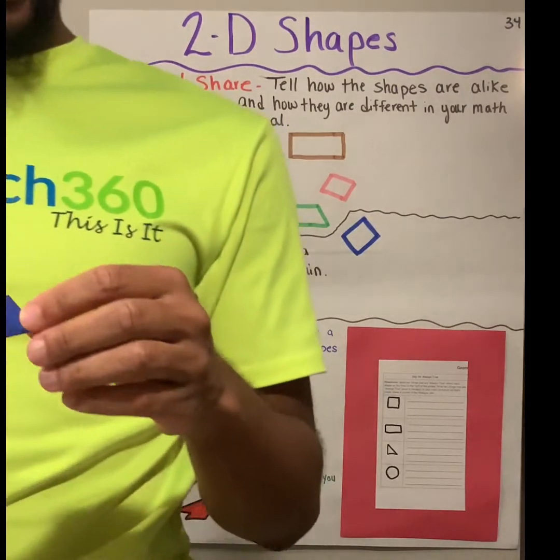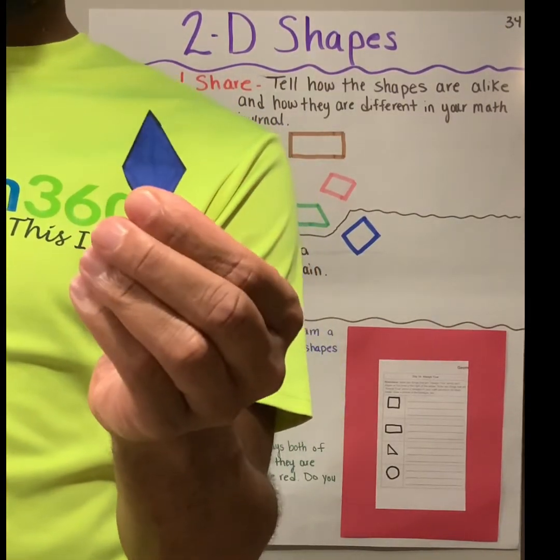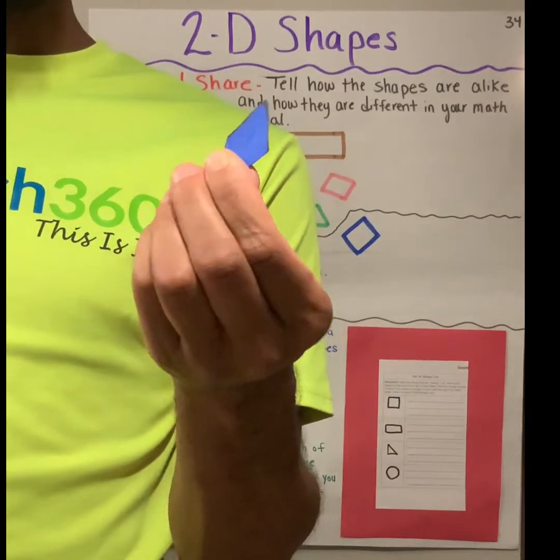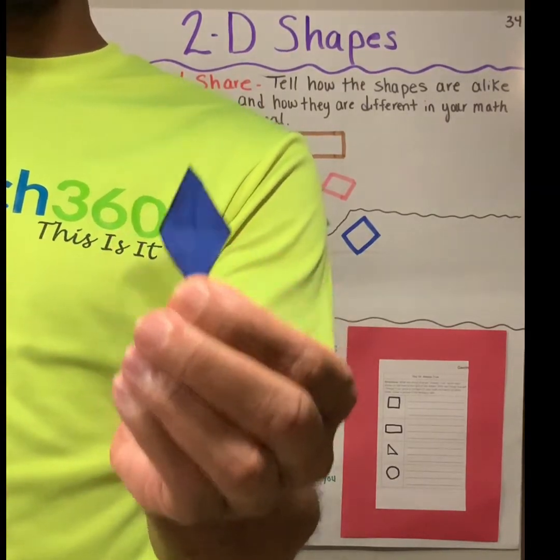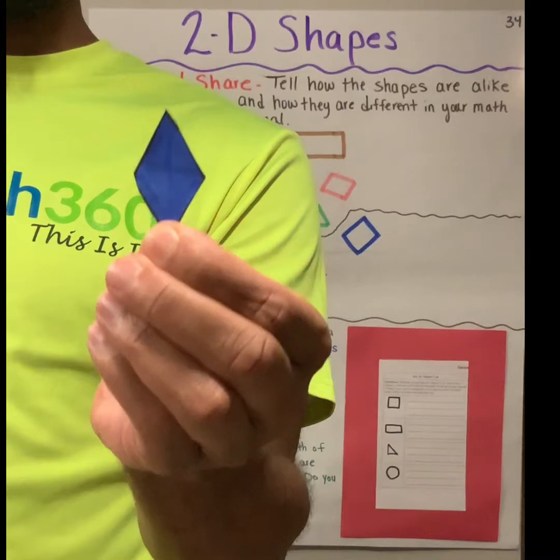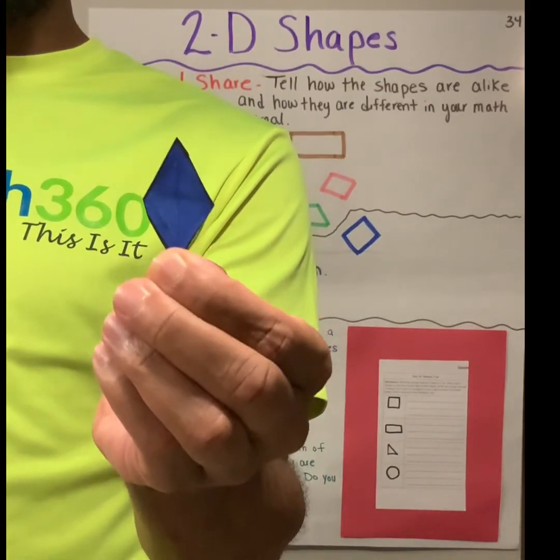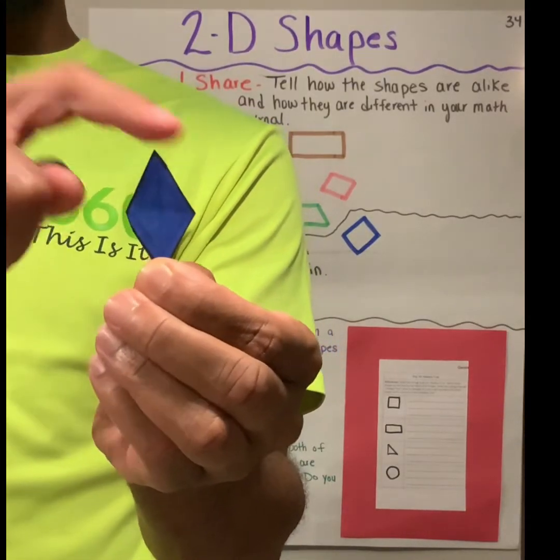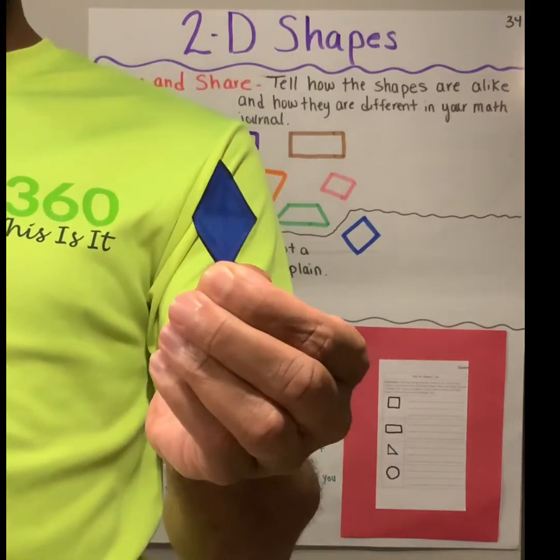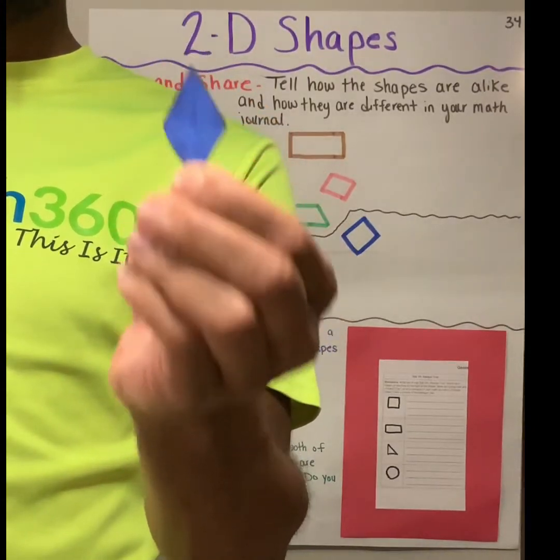Next, we have a rhombus. So notice, a rhombus looks like a what? A diamond. But it also has what? 4 equal sides. But the key word is it looks like a diamond.